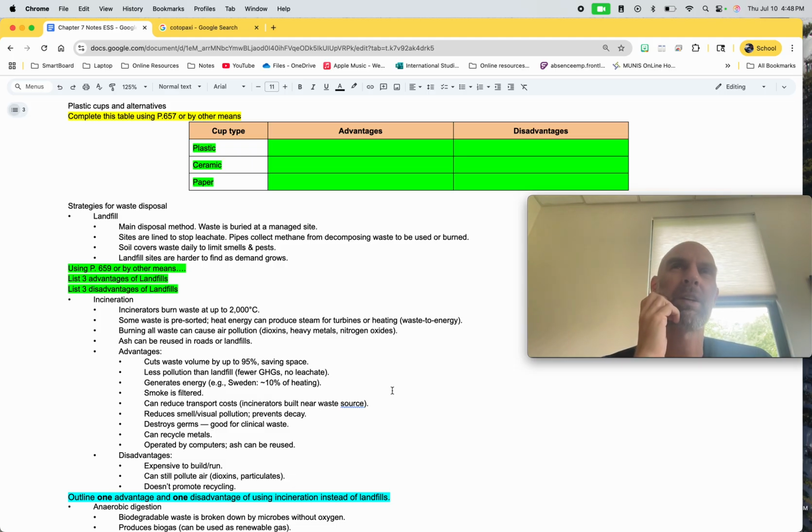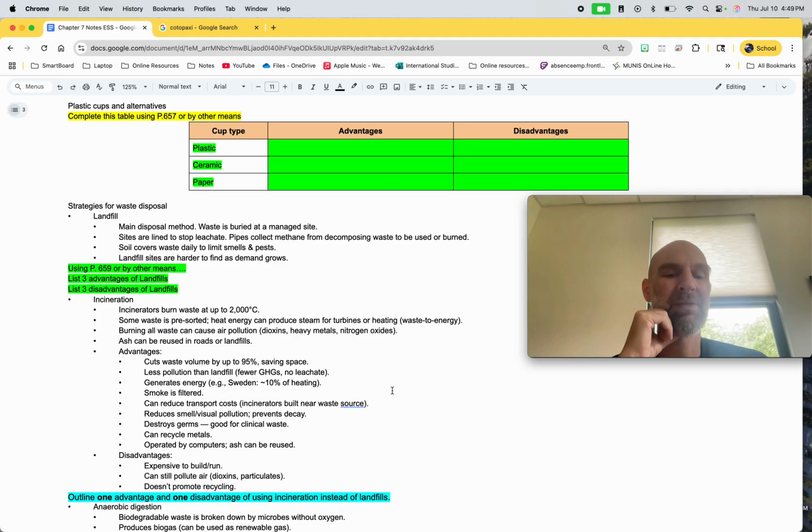I wonder with incineration if they choose times when the air pollution is low as opposed to times when it's high. Can recycle metals. Yep. Operated by computers. Ash can be reused in roads.